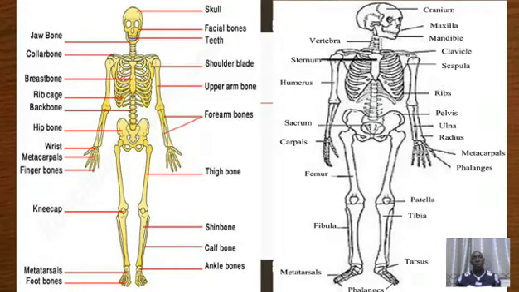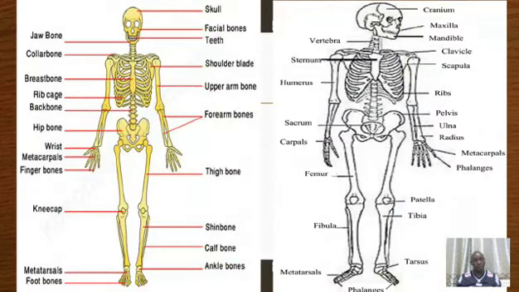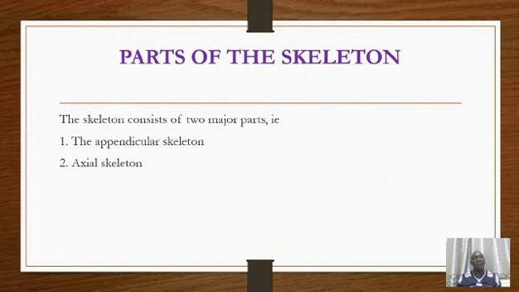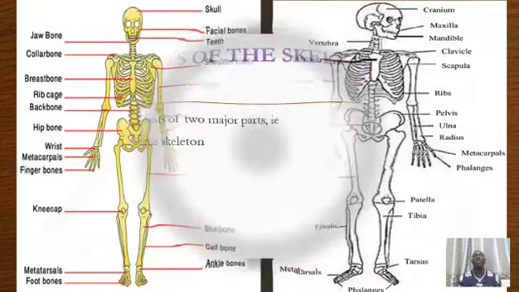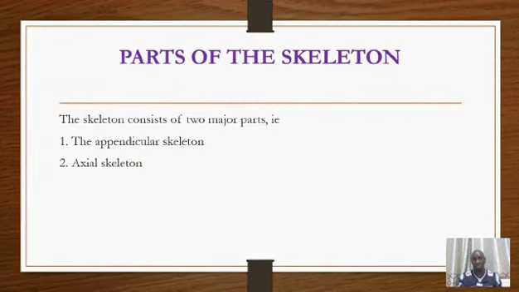Okay, we continue looking at that skeleton. Now, the skeleton comprises two major parts. We have what we call the appendicular skeleton and the axial skeleton. The whole skeleton, we divide into two components. So when you look at it, there are some parts that make up the appendicular, but there are other parts that make up the axial.